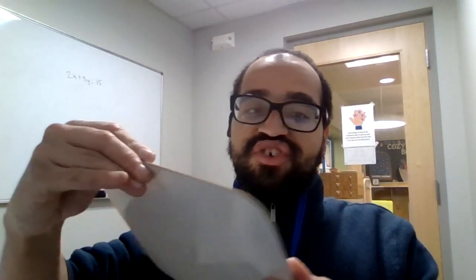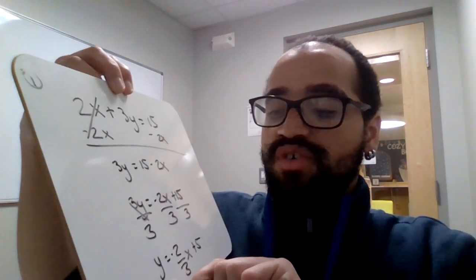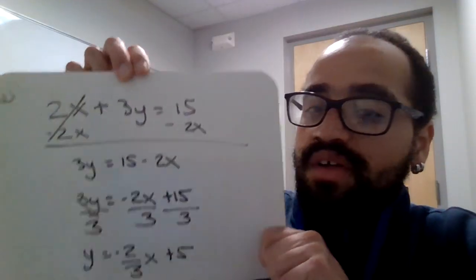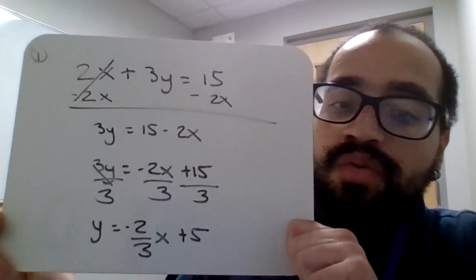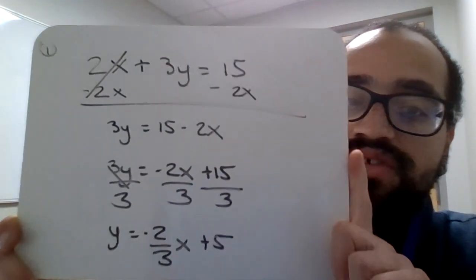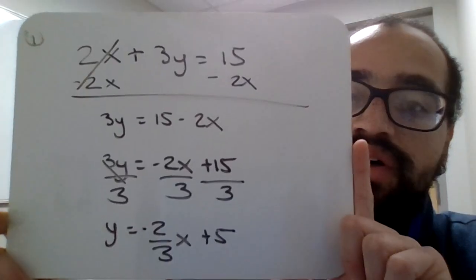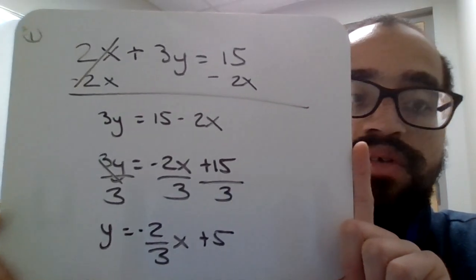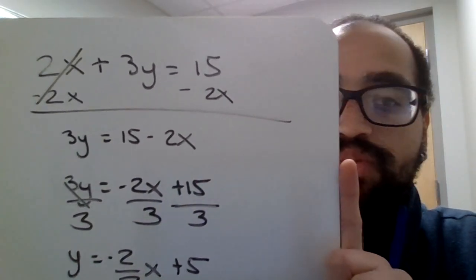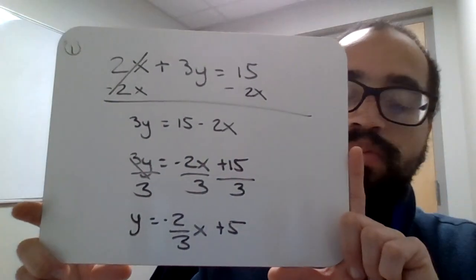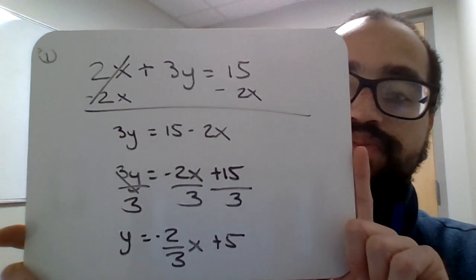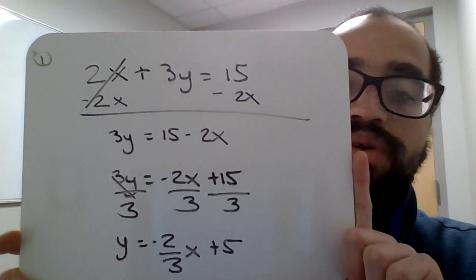So for this miniature video, and there's going to be 4 of them, we're going to discuss the whole thing of how to isolate variables when there's multiple. In this case, we have 2. So we have x and y. And I'll explain the markups on the board.